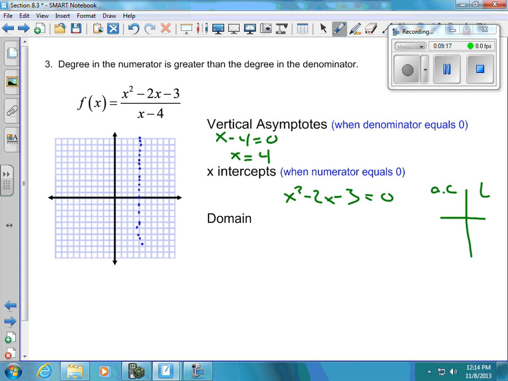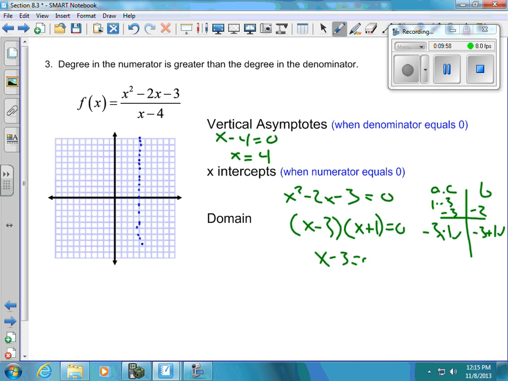A times C, what adds to make B? Our A and our C are 1 times -3. My B is -2. What multiplies to make -3 and adds to make -2? Well, -3 and 1 will do the trick. So this will factor to x minus 3 and x plus 1. Bottoms up, you divide by A. A is 1 in this case. So 3 divided by 1 is 3, 1 divided by 1 is 1. So this is factored. Obviously, FOIL it back out to make sure you're right.